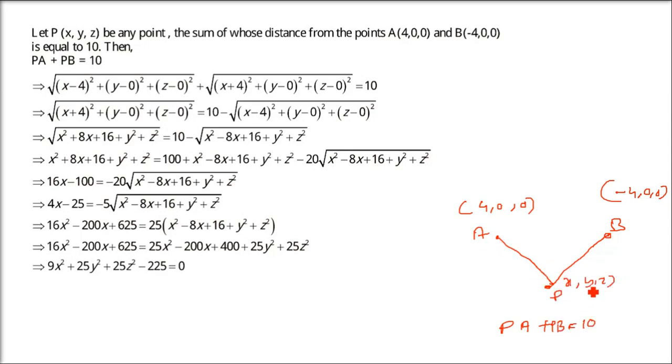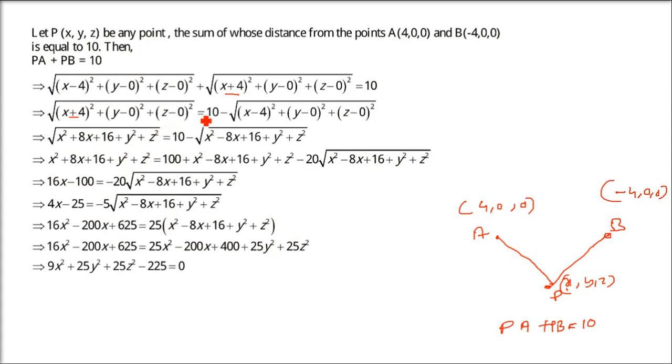So PA distance, you take (x, y, z): under root, (x minus 4) whole square, (y minus 0) whole square, (z minus 0) whole square. It is PA. PB will be (x plus 4), (y minus 0) and (z minus 0). And just add them and equate it to 10. So this is the equation you have to make. And finally, you just have to rearrange.